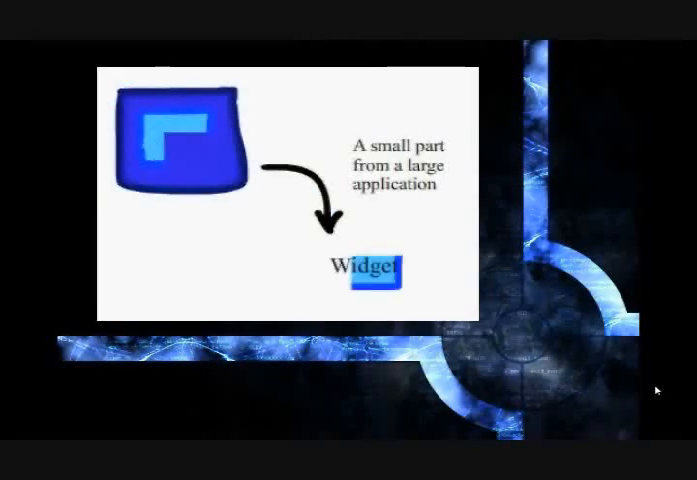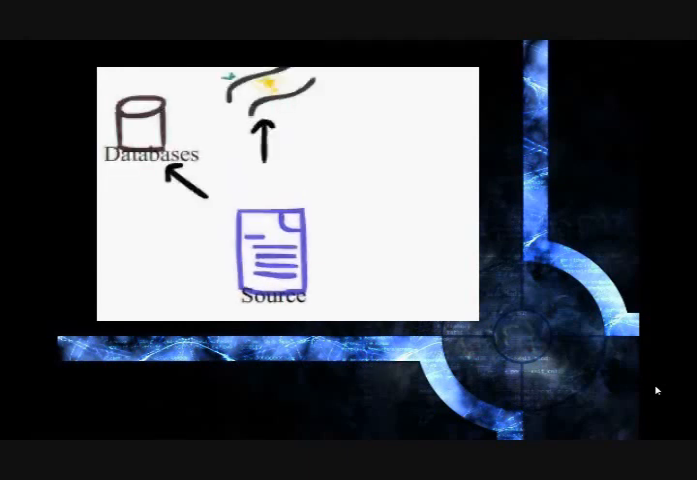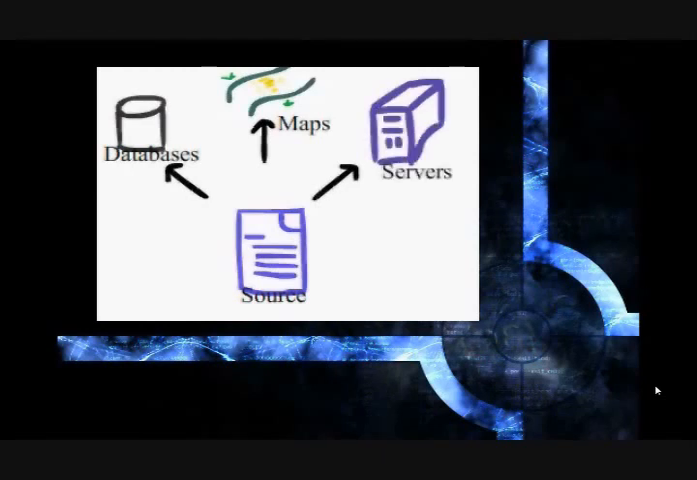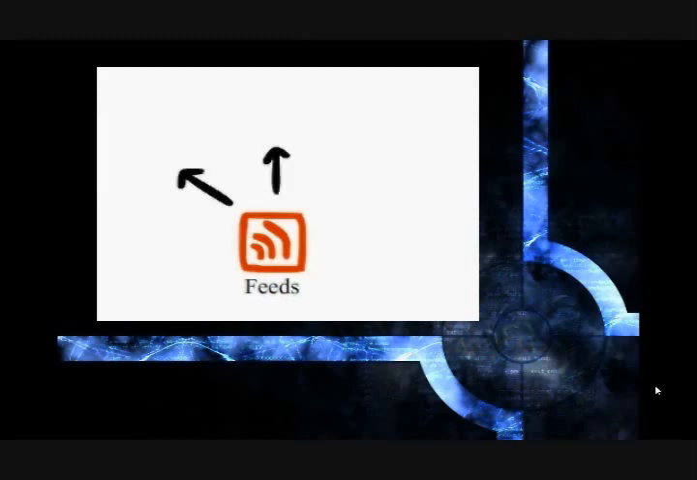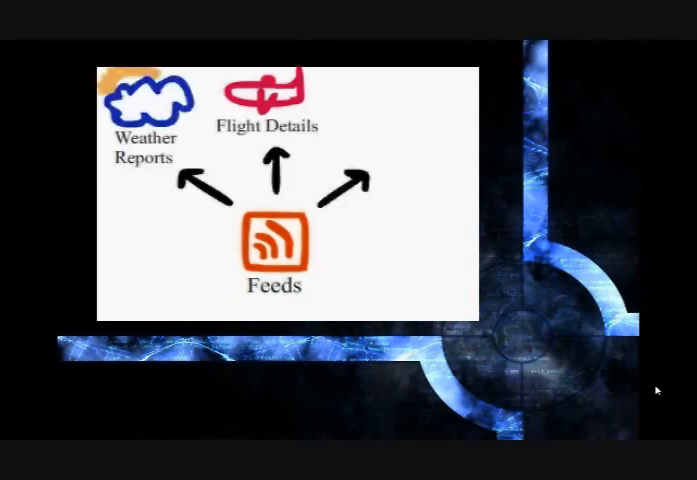Now let's see how mashups are made. A widget is a small part of a large application. Web sources can take many shapes, such as databases, maps, and servers. An RSS feed is the real-time data shared between the sources and the web users. RSS feeds can be weather reports, flight details, food prices. Mashups are made of three components, which are RSS feeds, widgets, and enterprise data.